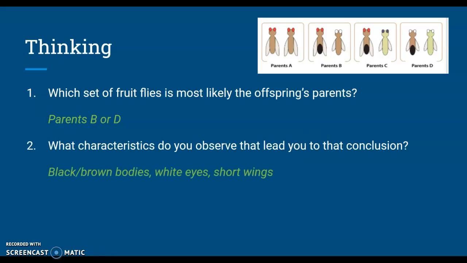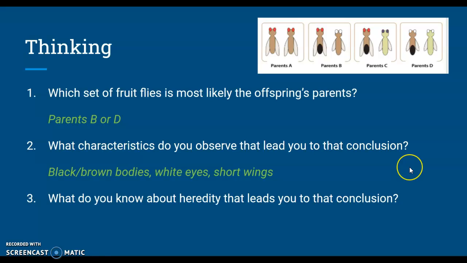And then as I pointed out before, characteristics that lead you to think that it's parents B or D are those short wings, because that's what the offspring has. The black bottom, also what the offspring has. The tan body, the white eyes. Okay, those are the features that are represented in those parent combinations.